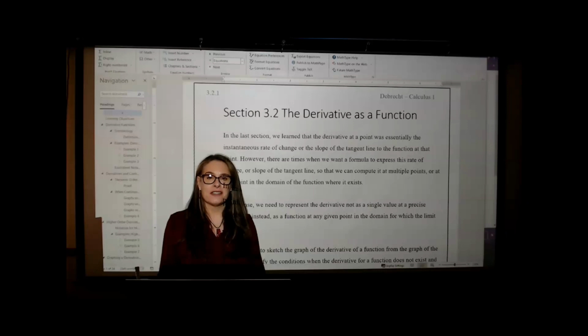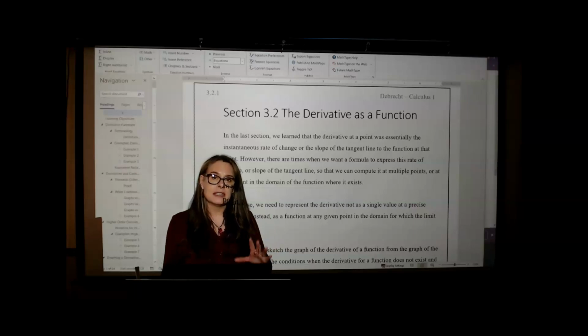We're ready to start the next video and the next section in our study on derivatives. In the last section, we were looking at the derivative as the slope of the tangent line to a particular point A, where we knew what the value of A was. In this section, instead, we're going to take a look at the derivative as a function.